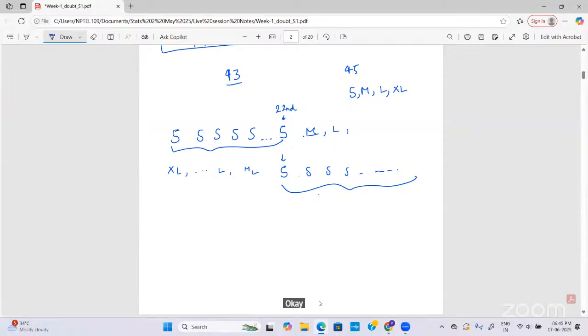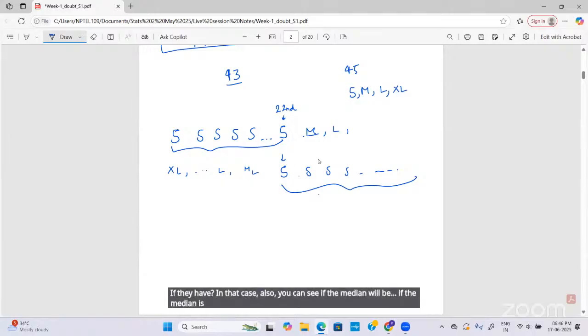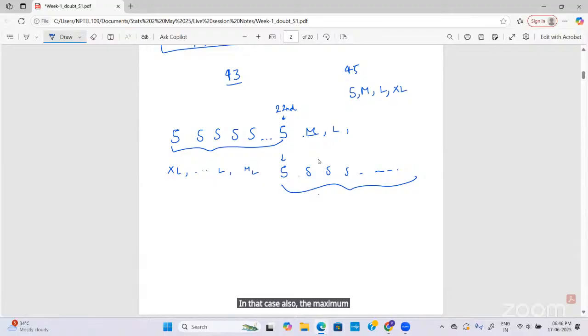Okay, they both are deciding out of these 43 observations. And if there are 42 observations, then in that case also you can see the median will be, if the median is small size shirt, the maximum number of shirts will be belonging to S size. The median position will be changed only.